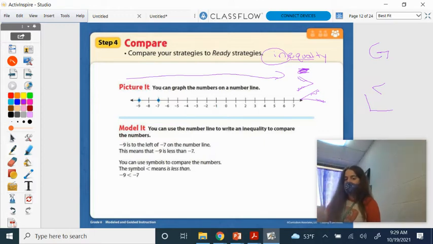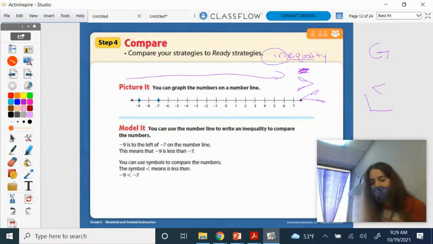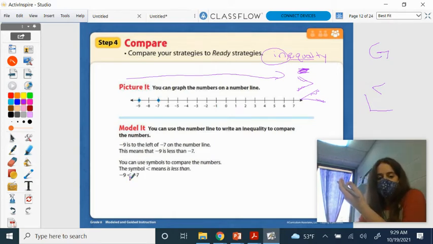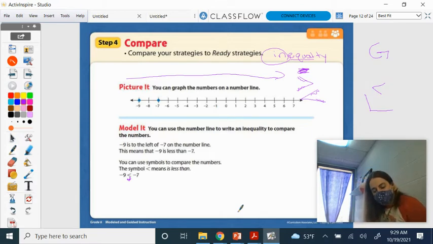If you look at the model, -9 is to the left on the number line, which means -9 is less than -7. You would use the less than symbol to say -9 is less than -7. Another model, -7 is to the right of -9 on the number line. So -7 is greater, which means you would use a greater than symbol. So that would be a way to write an inequality.